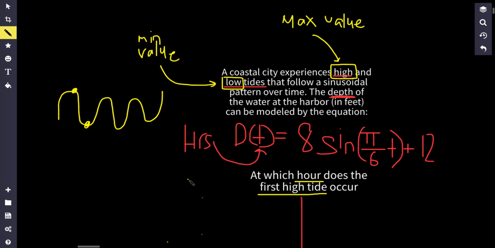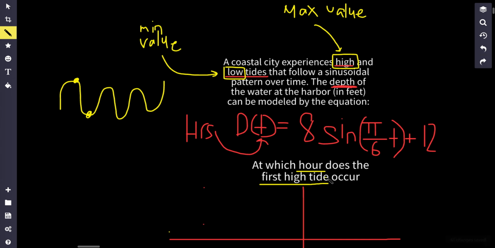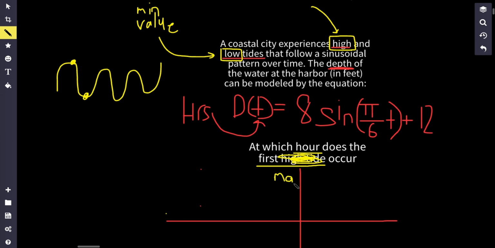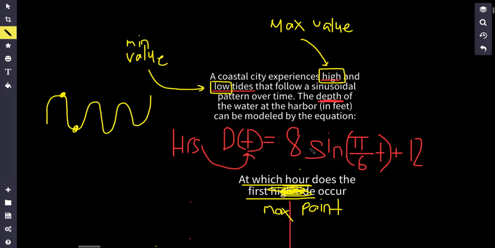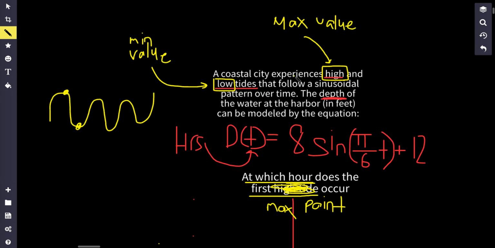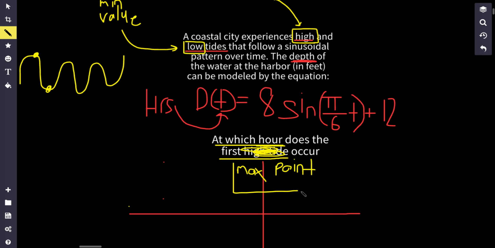Now, we're trying to find at which hour the first high tide occurs. Instead of first high tide, I can just replace it with maximum point. So at which hour does the first maximum point occur? Okay? So that's the thing you need to know, right? These word problems are trying to trick you up with all of this vocabulary. Just know that high represents the max value.